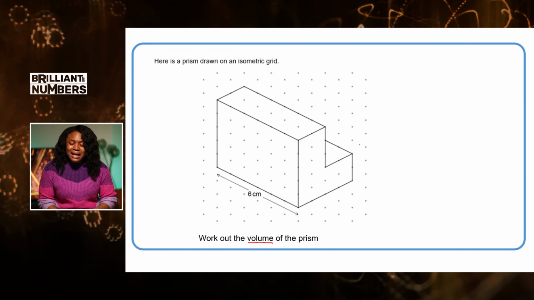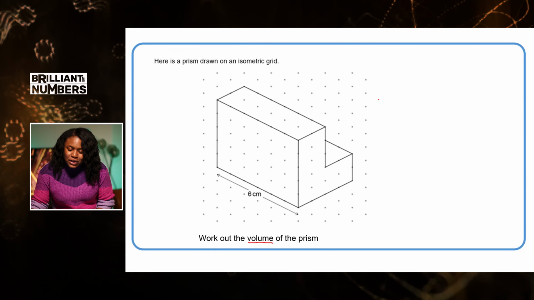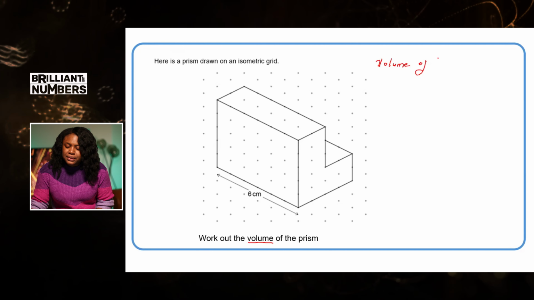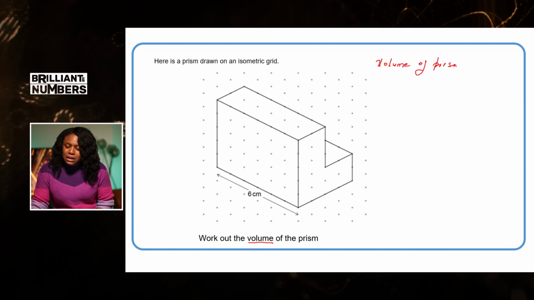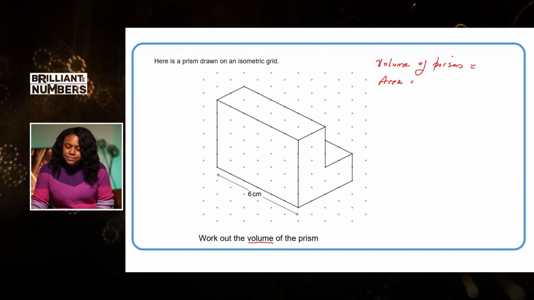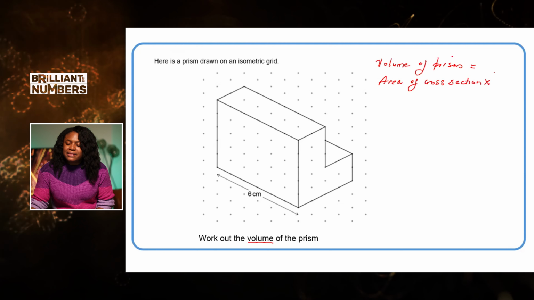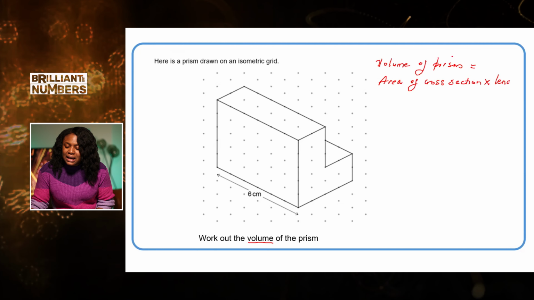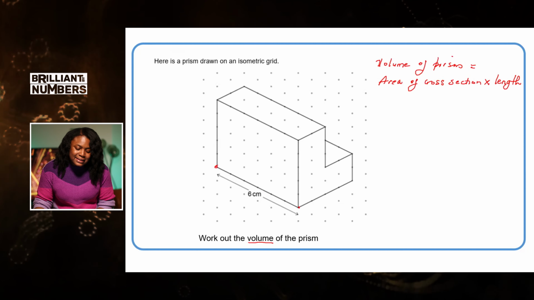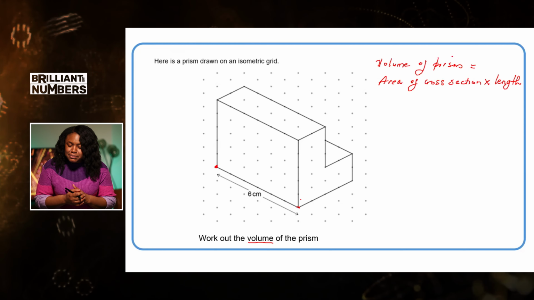So what we're going to do now, having said that, we need to write down the formula for the volume of a prism, and that goes through for any prism at all. So the volume of a prism is equal to the area of the cross section, and then I multiply that by the length, and the length we get from the front of the prism all the way to the back. So in this particular question, the length is 6 centimeters.